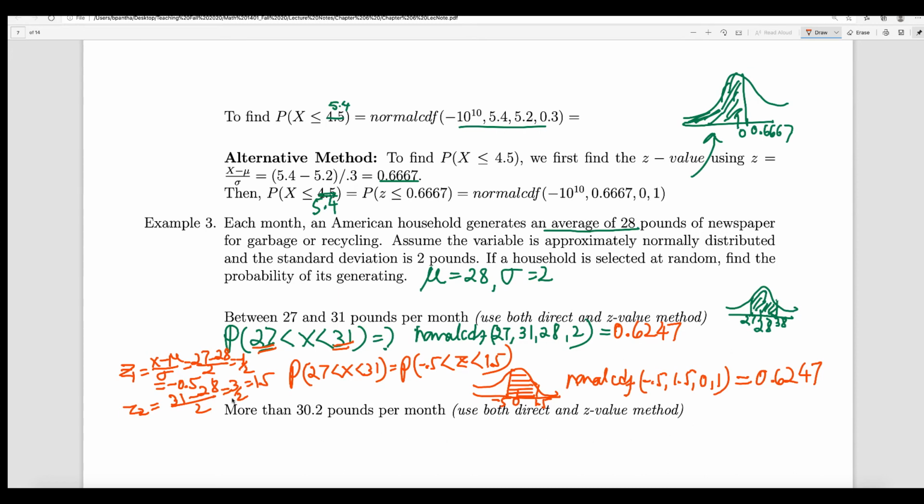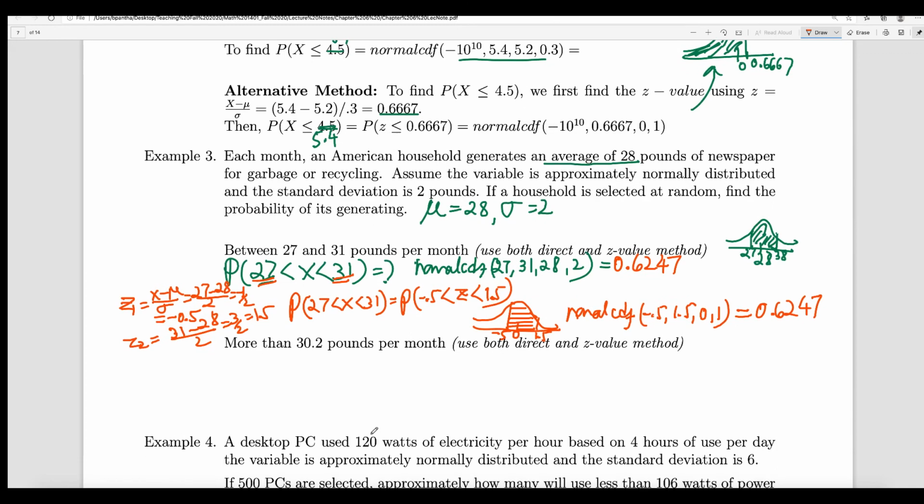Now, how about more than 30.2 pounds per month? If you have more than 30.2, it is asking for the probability that x is greater than 30.2, meaning if you do the direct method, the mean is 28, so greater than 30.2 is basically asking that, right? Because 30.2 is somewhere bigger than 28. So what will be the normal CDF? Normal CDF, left bound will be 30.2, that value, right? Right bound is, it keeps going on the right side, so 10 to the 10. Mean is 28, sigma is 2. You can do it that way.